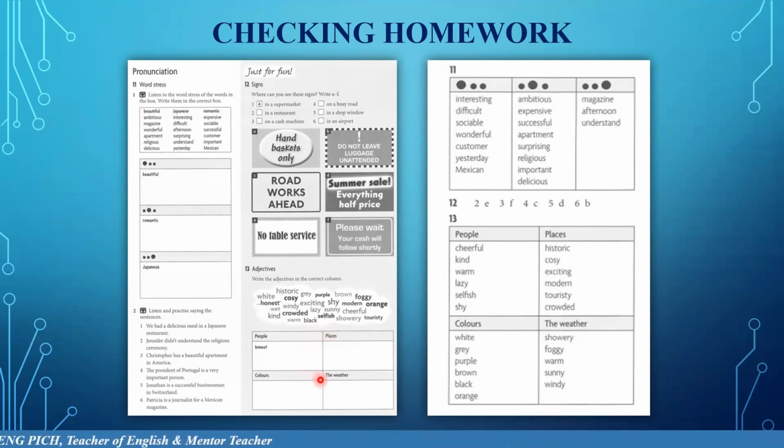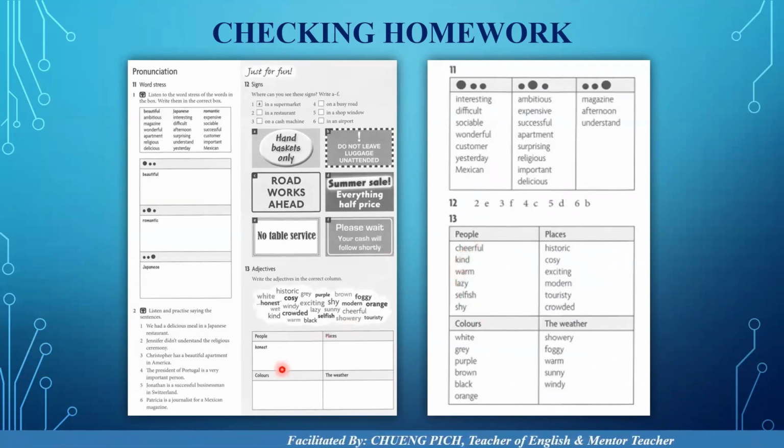Okay, 4 different columns that we are supposed to place all the adjectives in each column correctly, accurately. The first one has been done for us: honest. When we use honest, it means that we refer to people. He is an honest man, for example, right? And beside honest, we have cheerful, kind. He's a kind man. Warm, lazy, selfish, and shy.